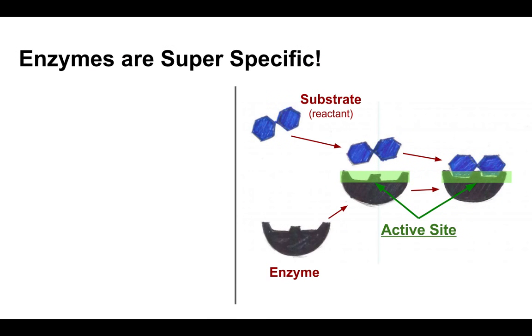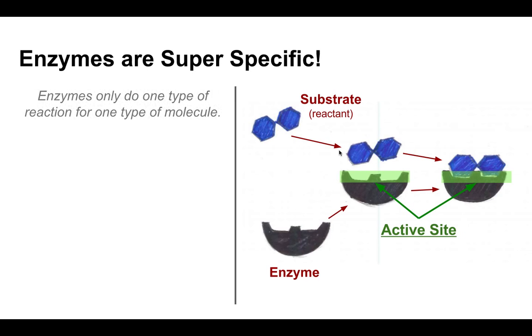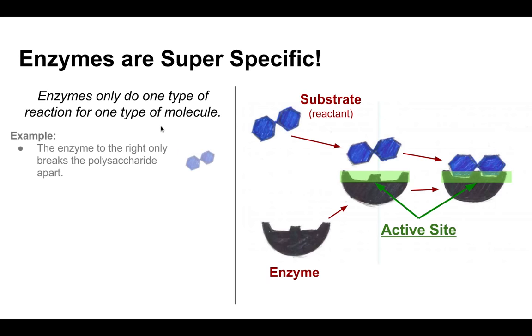So here's another important part about enzymes, is that they are super specific. And you could get that from just looking at how this enzyme almost perfectly matches up with our substrate. So not only do they match up with specific substrates, but they only do one type of reaction for one type of molecule. So let's look at some examples for this. So the enzyme to the right only breaks down a polysaccharide. The polysaccharide fits in and it'll break it apart.